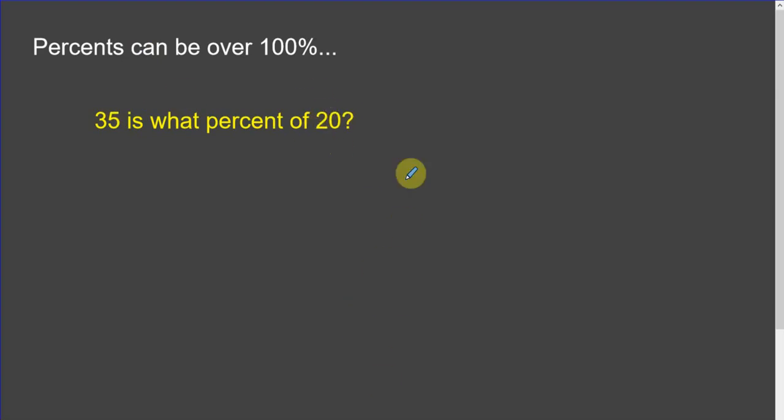So when we set up our proportion and we want to know question mark what percent out of 100, right? So the out of number here is 20, so that goes across from the 100. But 35 goes on top, and that is bigger than 20. So we should expect a number over here that's bigger than 100, and we'll get that.